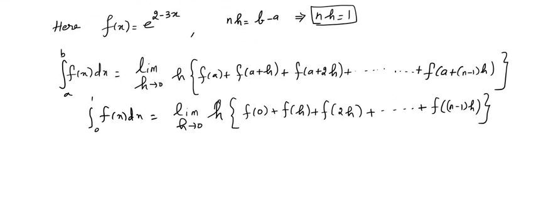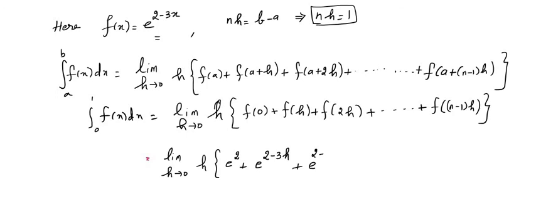That is equal to limit h tends to 0, h times f of 0. Substitute here f of 0: if I replace x by 0, then we'll be getting e square. Am I right? Yes. Plus, if I replace x by h, I will be getting e power 2 minus 3h, plus the next term e power 2 minus 3 into 2h. Like this it goes.